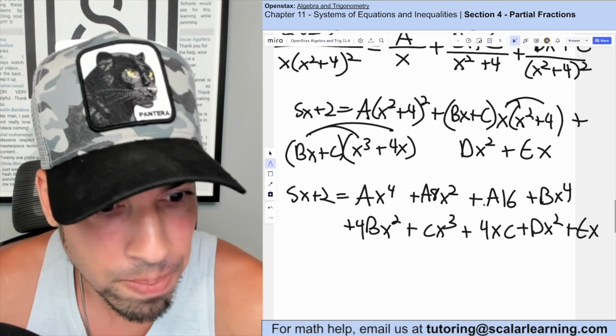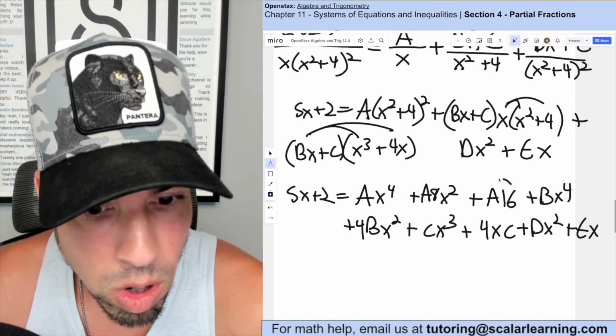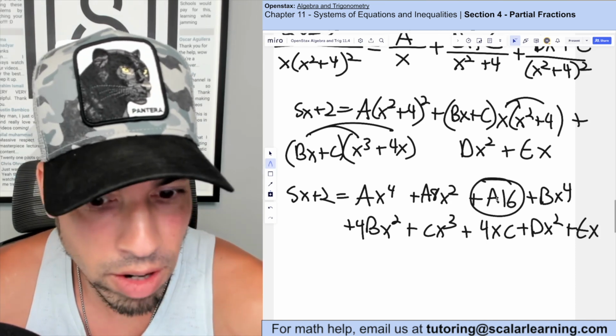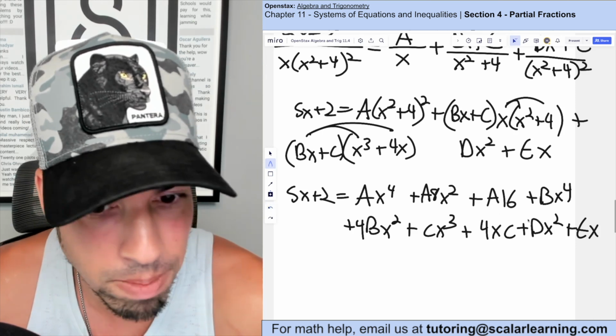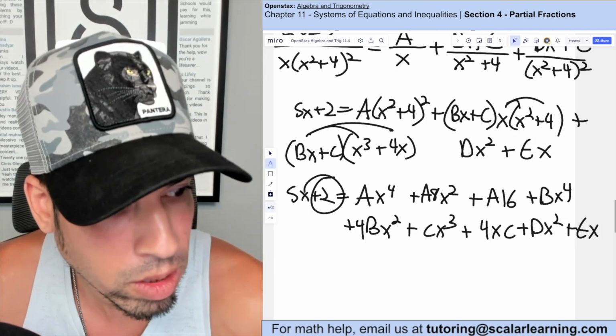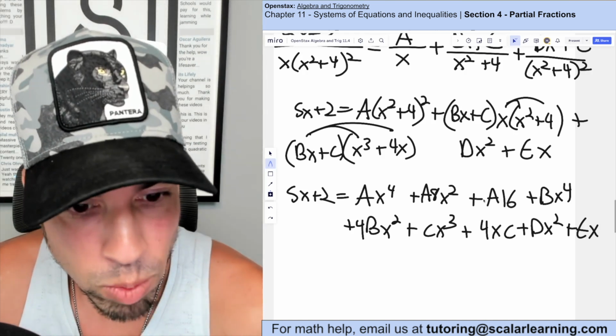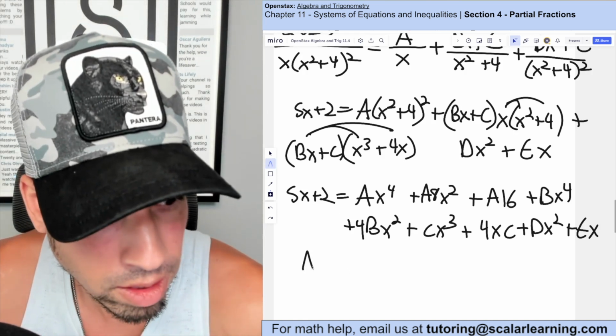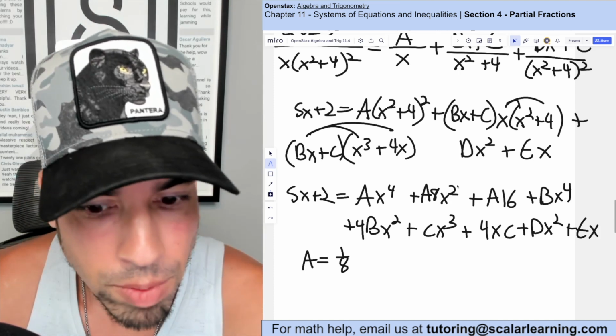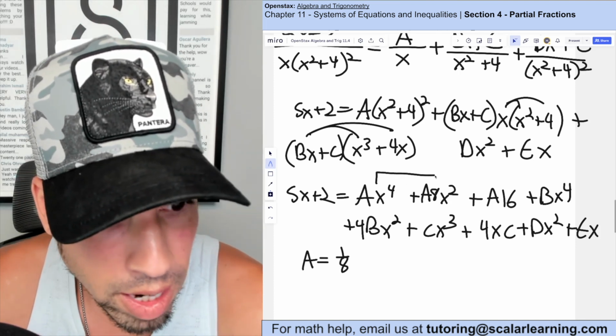Now, here's the deal, right? We only have one constant. I see one constant here, a times 16. Everything else is kind of matched up with a variable. And I only have one constant here, which is 2. So that tells me that a definitively must be whatever times 16 equals 2, which is 1/8. So a is 1/8.